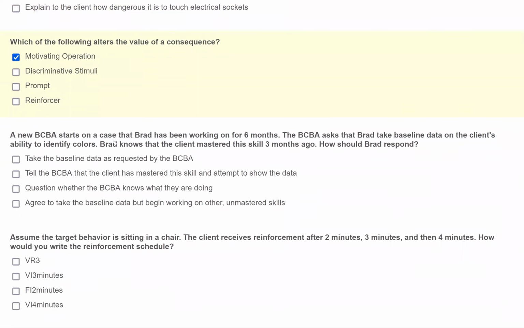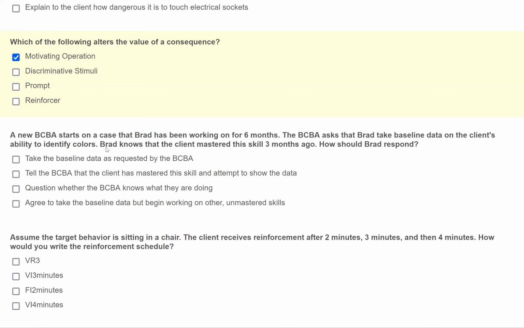A new BCBA starts on a case that Brad has been working on for 6 months. The BCBA asks that Brad take baseline data on the client's ability to identify colors. Brad knows that the client mastered this skill 3 months ago. How should Brad respond? This is a communication question. As an RBT, are you a valued member of the team? Yes. If you ever feel like you aren't part of a team and you aren't valued, that's an issue. The BACB preaches open, clear communication, not only from supervisor to RBT, but from RBT to supervisor. Okay, you are in the right to give your opinion.